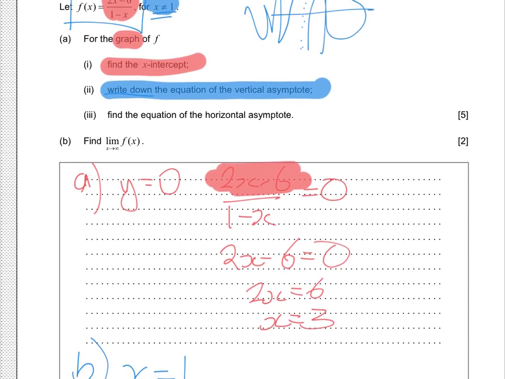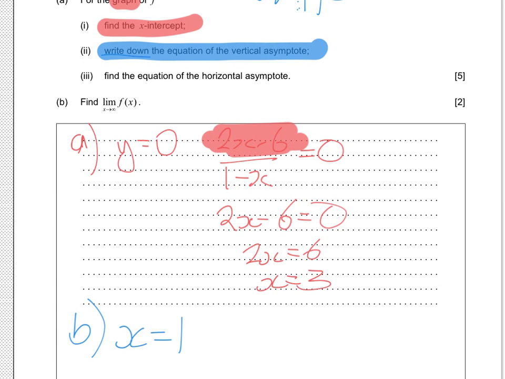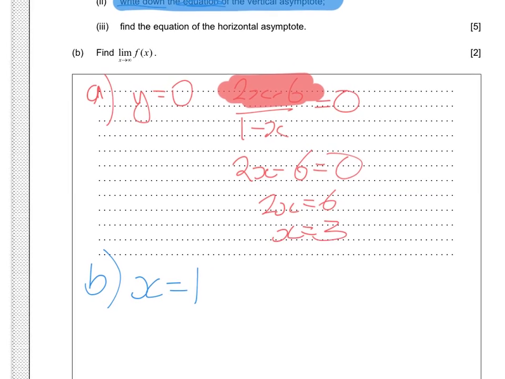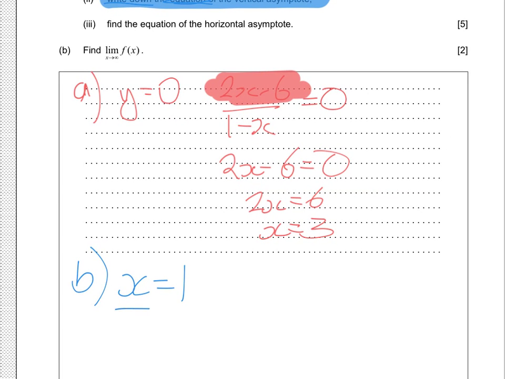Watch out, because it asks for an equation, so you must give x equals 1 as the equation of the asymptote. You must not write x is not equal to 1. That's not an equation. It's technically an inequality because it's using one of the inequality signs. And that's not the asymptote. The asymptote is the line, and the line has an equation, x equals 1. So, don't do that. That's wrong.